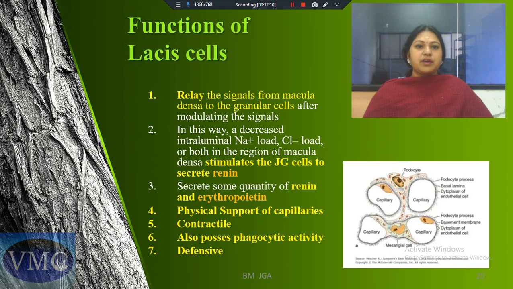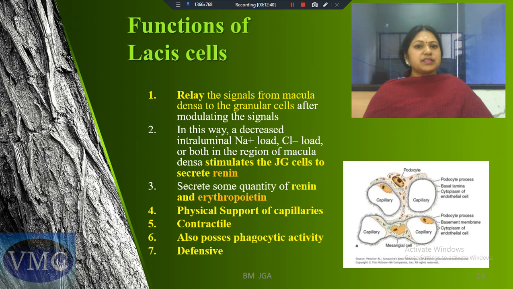So what is the function of these Lacis cells? What is the function of interstitial cells? To secrete renin, which is very important to regulate your blood volume and your BP. What is the function of macula densa? To sense the chemical composition in the filtrate so that it can judge whether the flow is more or less. So it detects your hypotension or your low volume in your extracellular compartment.